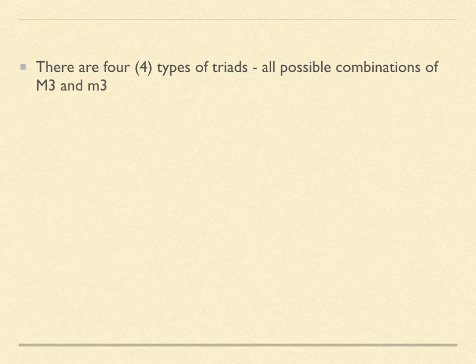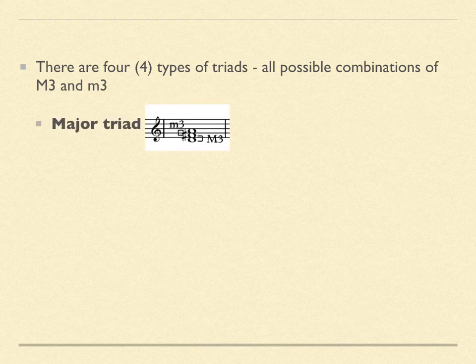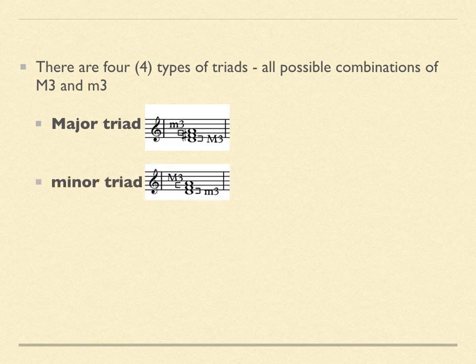There are 4 types of triads, which is all possible combinations of major thirds and minor thirds. The first is the major triad, which has a major third on the bottom and a minor third on the top. The second kind of triad is the minor triad, which has a minor third on the bottom and a major third on the top.